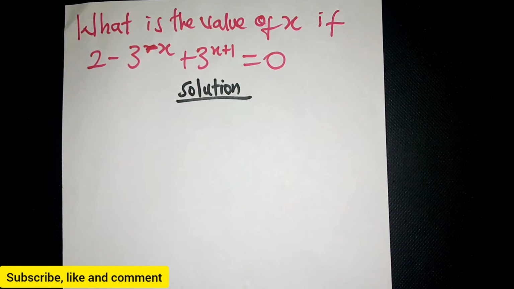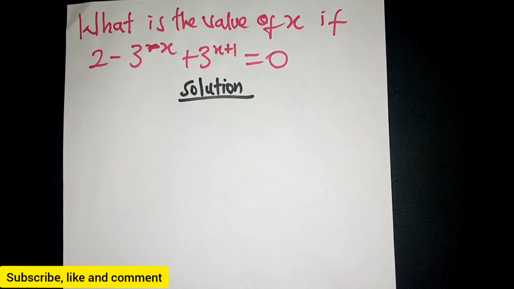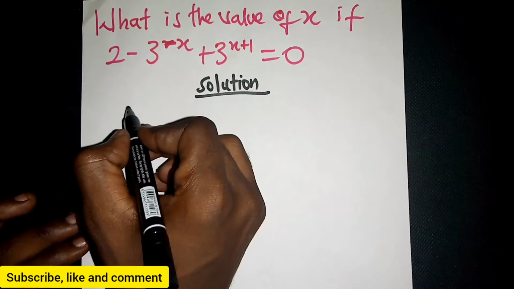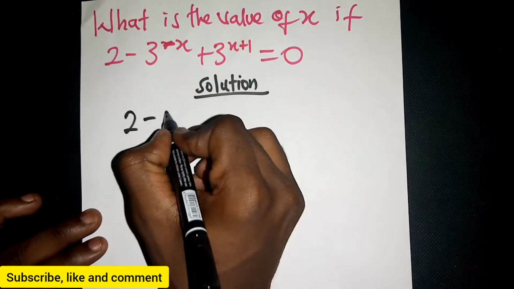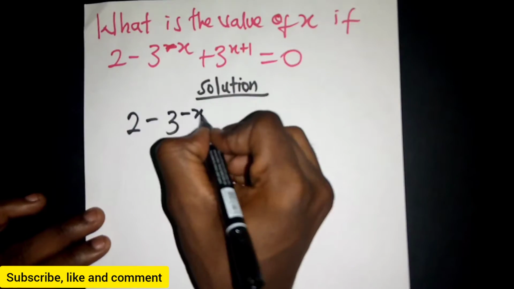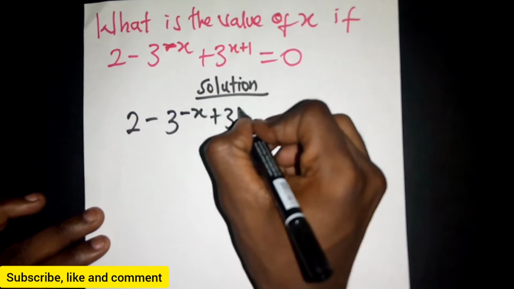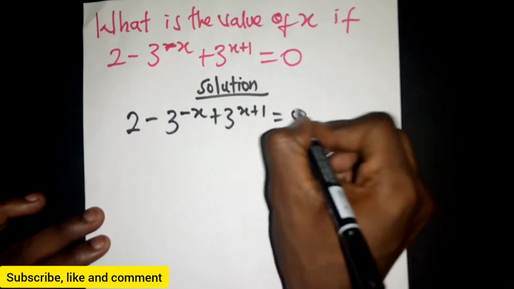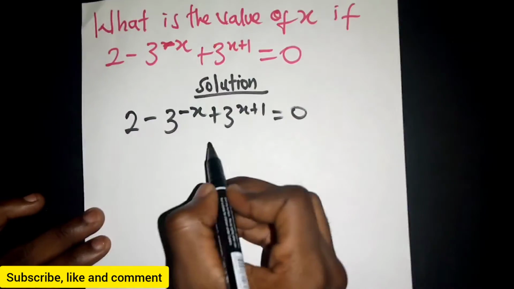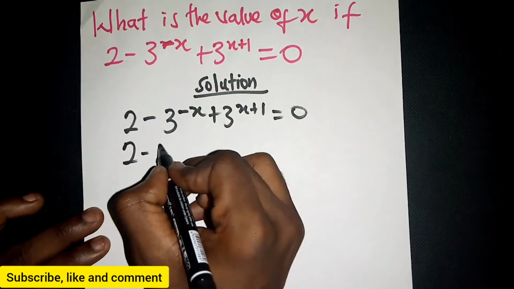Now, we should find the value of x when 2 minus 3 exponent negative x plus 3 exponent x plus 1 is equal to 0. So we have to find the value of x. So let's start. We have 2 minus 3 to the power negative x plus 3 to the power x plus 1 equal to 0. Now with this equation, I can write it this way.